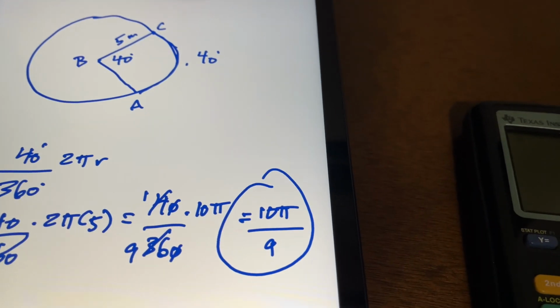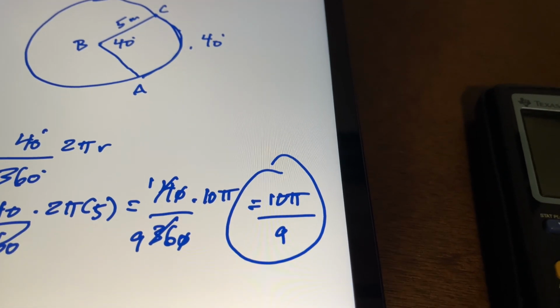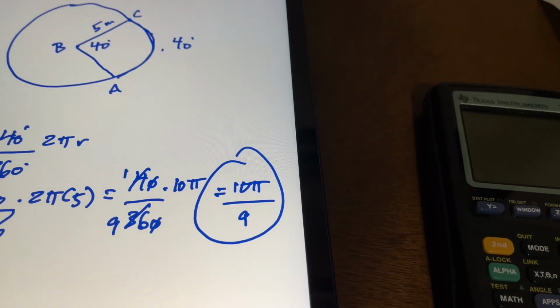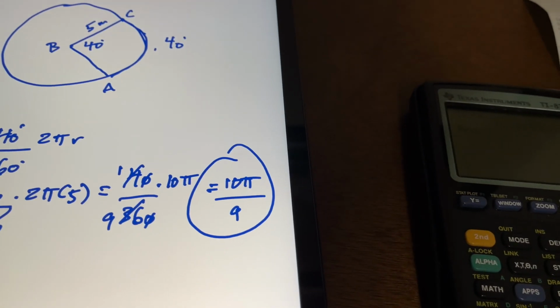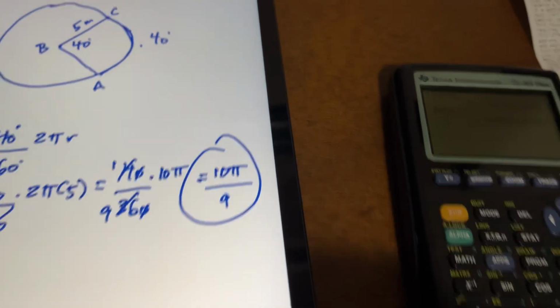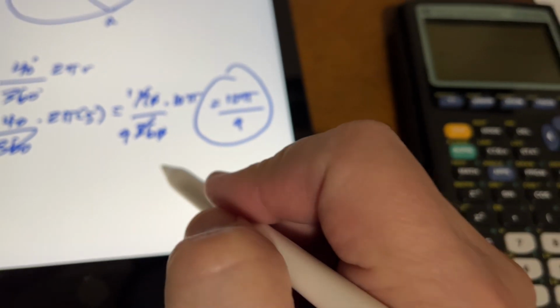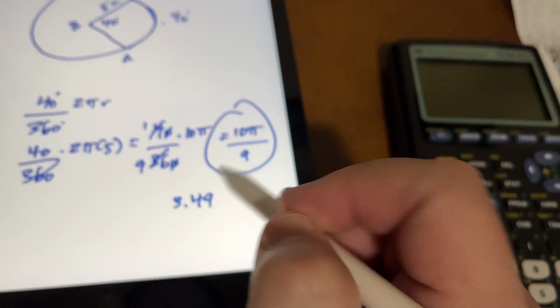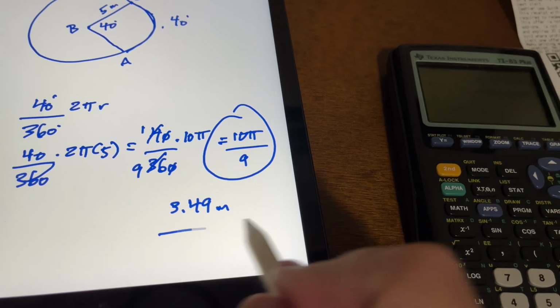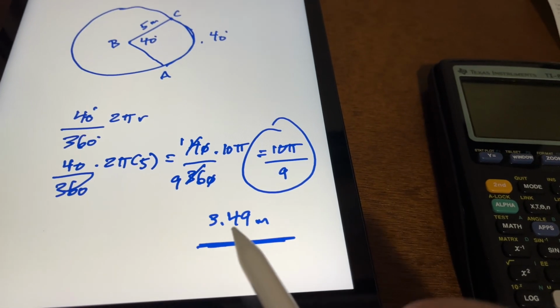So 10 times, and I'm going to use the pi button on my calculator to get a very accurate measurement. So 10 times pi divided by 9 is about 3.49. So that's what this is going to be, 3.49. And keep in mind, since this was in meters, this will be in meters. So this is not area, this is circumference.